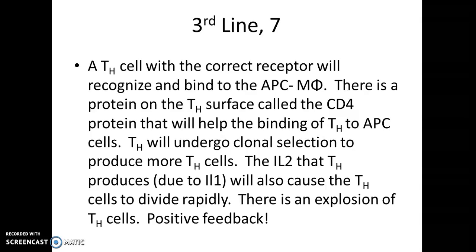Now, interleukin-2 also stimulates the production of TH cells. So we basically have an explosion of TH cells, and it's a positive feedback loop. The stimulus creates the response that increases the stimulus. Because the TH cells produce the IL-2, which causes them to divide rapidly, they produce more IL-2, which causes them to divide more rapidly.